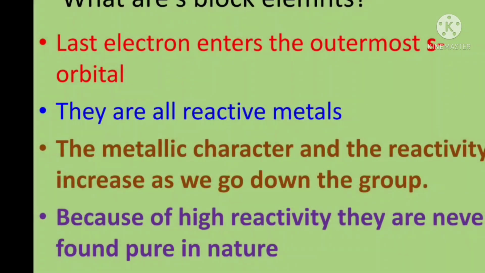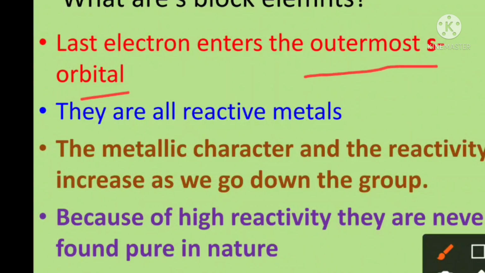Why are they called s block elements? They are called s block elements because their outermost or last electron enters the valence s orbital. The valence electron enters the outermost s orbital. Therefore, they are called s block elements. If you say something about s block elements, they are all reactive metals. These elements present in group 1 and 2 are metals.